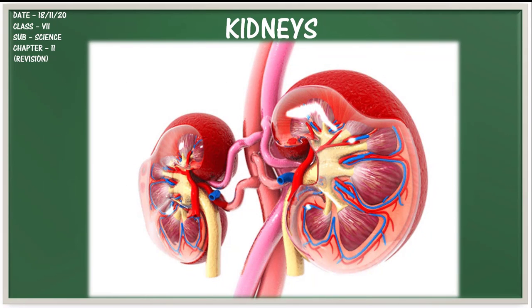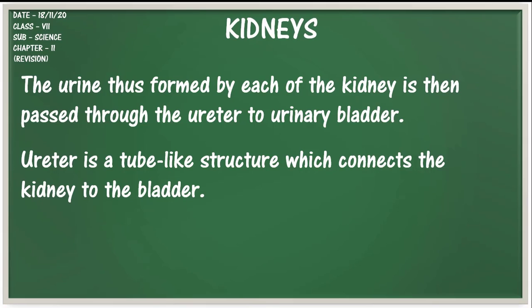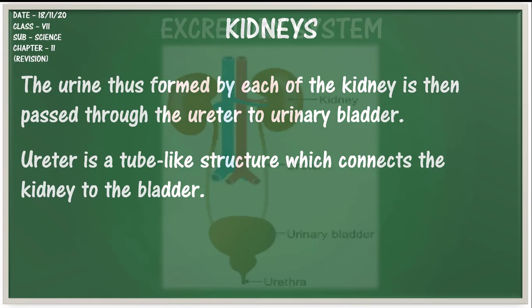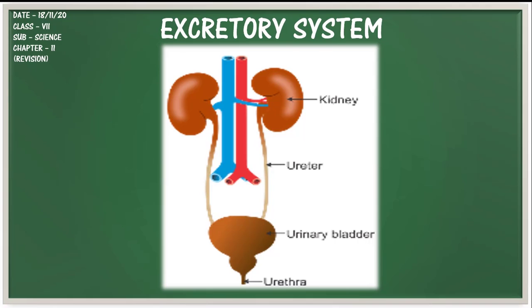When the blood containing urea and other waste salts passes through these nephrons, it filters the blood and removes urea and salt, and urine is left in the kidney. The urine thus formed by each kidney is then passed through the ureter to the urinary bladder. Ureter is a tube-like structure which connects the kidney to the bladder.